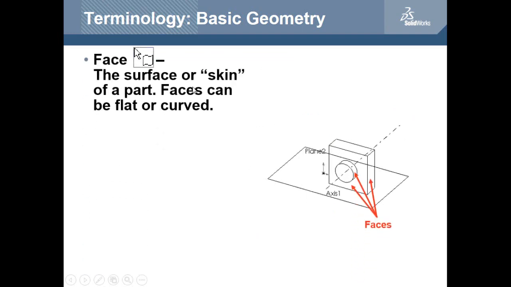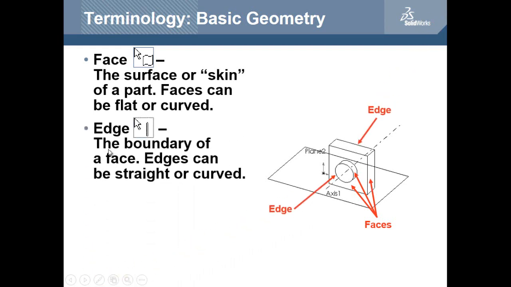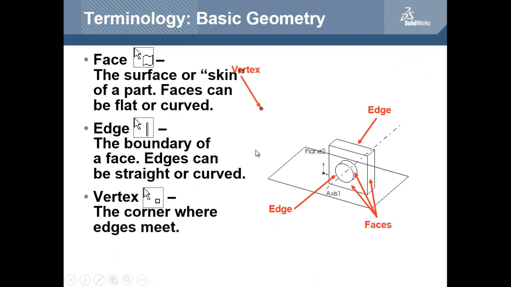The face is the surface or skin of the part. Faces can be flat or curved. This is a face, this is a curved face, this is a flat face. The edge is the boundary of a face. Edges can be straight or curved. This is a straight edge. This is a curved edge. A vertex is the corner where the edges meet.